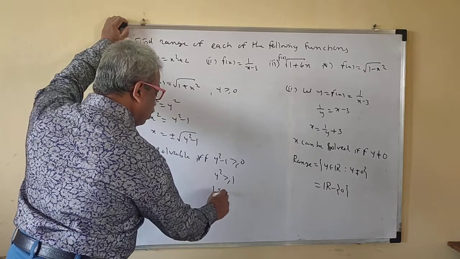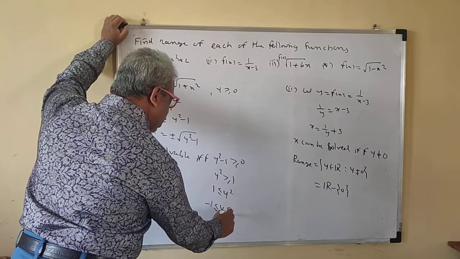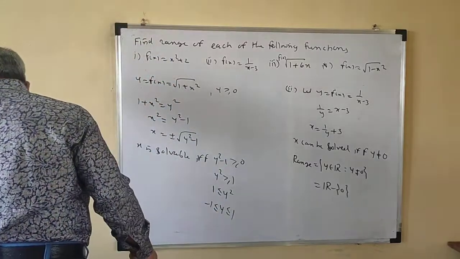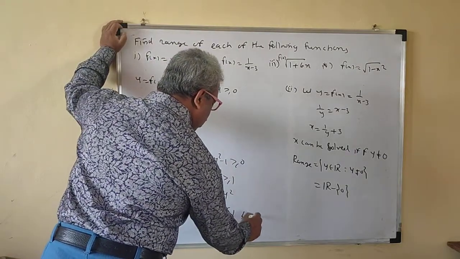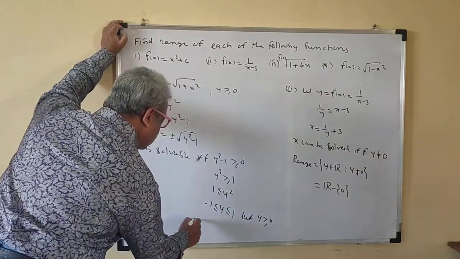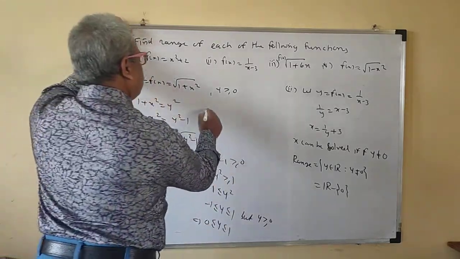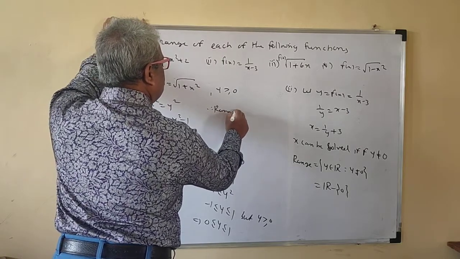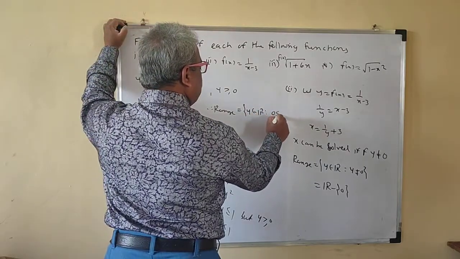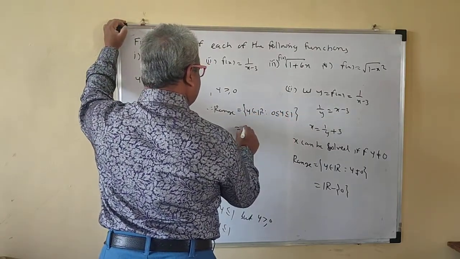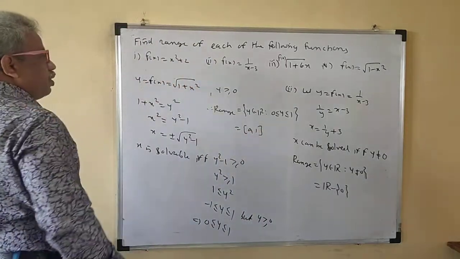So 1 is less than or equal to y square. That means minus 1 less than or equal to y, or y greater than or equal to 1. But y is positive. Therefore, this implies that y is less than or equal to 1. So therefore the range is y belongs to R such that 0 less than or equal to y less than or equal to 1. So this is the closed interval 0 1.